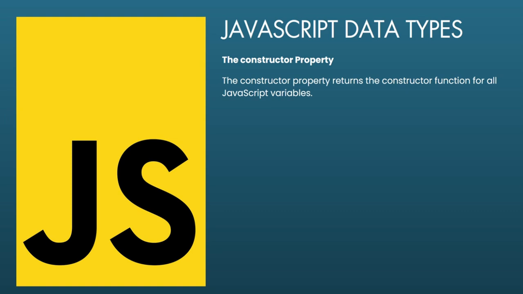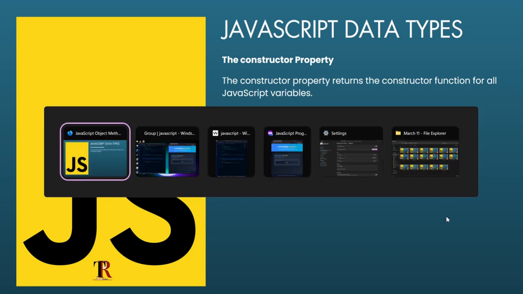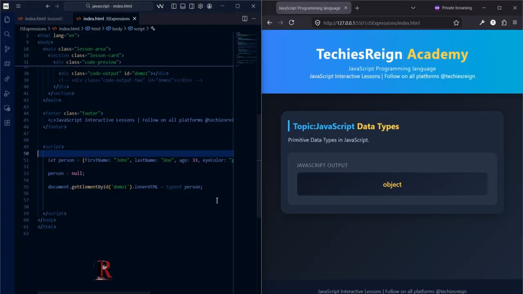Let's talk about the constructor property. The constructor property returns the constructor function for all JavaScript variables. So when we are talking about the constructor property, its duty is that it returns the constructor function for all JavaScript variables. So let's take a look at an example in my code editor.